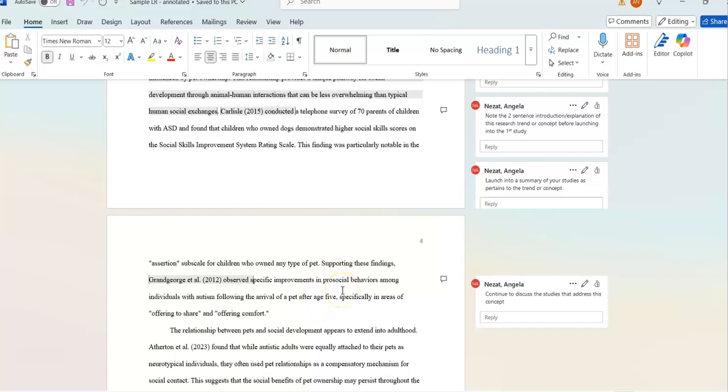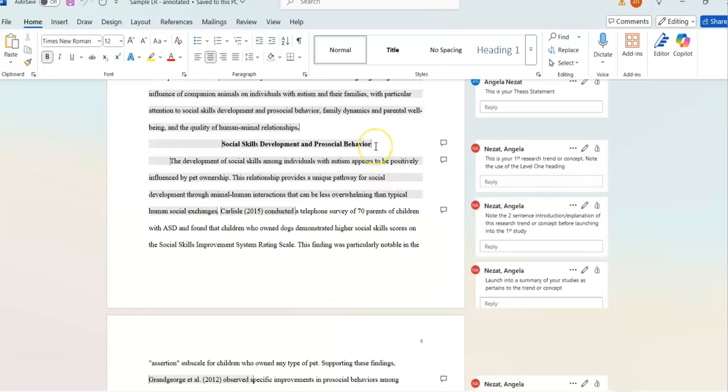I don't change paragraphs, but I say, hey, supporting these findings. So also similar to Carlisle 2015, any one of those signal phrases that shows connection, you're going to show how these studies are alike and how they're different with respect to this topic. That is your job in this paper. How are your studies similar in the way they treat this topic, and how are they different?